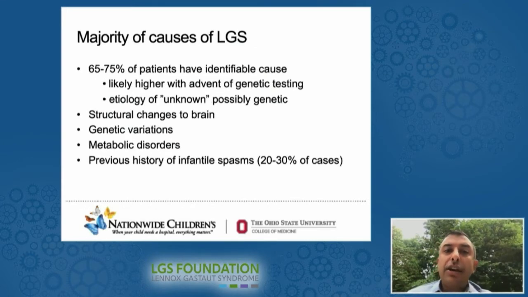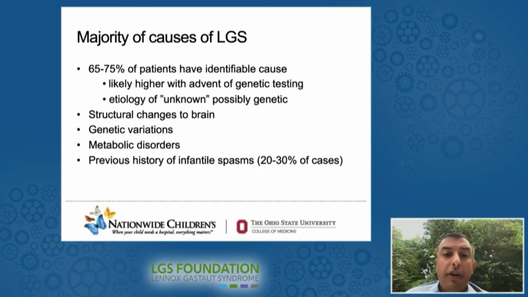So when we look at the causes of LGS, and we've mentioned a little bit about some of those, 65 to 75% of patients now have an identifiable cause. I will say it's probably likely higher. I mean, we're not publishing all the other etiologies, so it's probably higher with the advent of genetic testing, and specifically as it relates to whole exome testing and epilepsy panels. I feel that the etiology of the unknowns, which I want to spend some time on later, perhaps has some learning opportunities related to genetic testing, and is there an opportunity there?